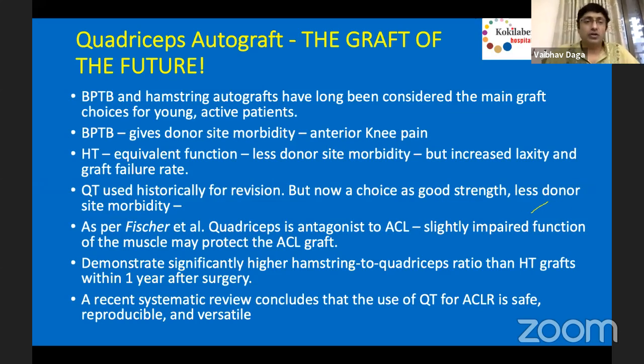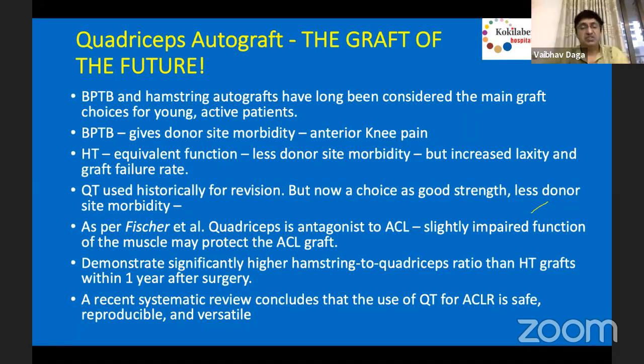Just a word on the quadriceps autograft, the graft of the future, as they are calling it these days. Both patellar tendon bone and hamstring autografts have long been considered the main graft choices for the young and active patients. Bone patellar tendon bone gives donor site morbidity, anterior knee pain. That's the problem. So if patellar tendon bone graft is used in an ACL, there are chances of anterior knee pain. Your rehab would differ because of the anterior knee pain, because you cannot load the knee so much at that particular time. So probably the rehab gets delayed, but still people are doing it.